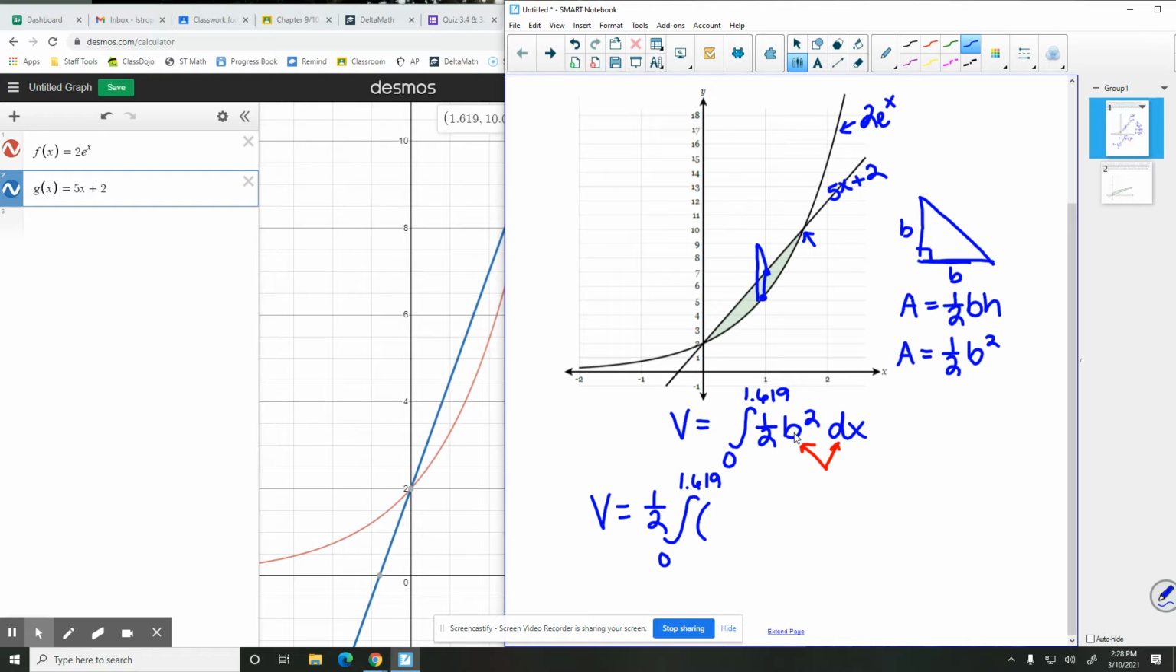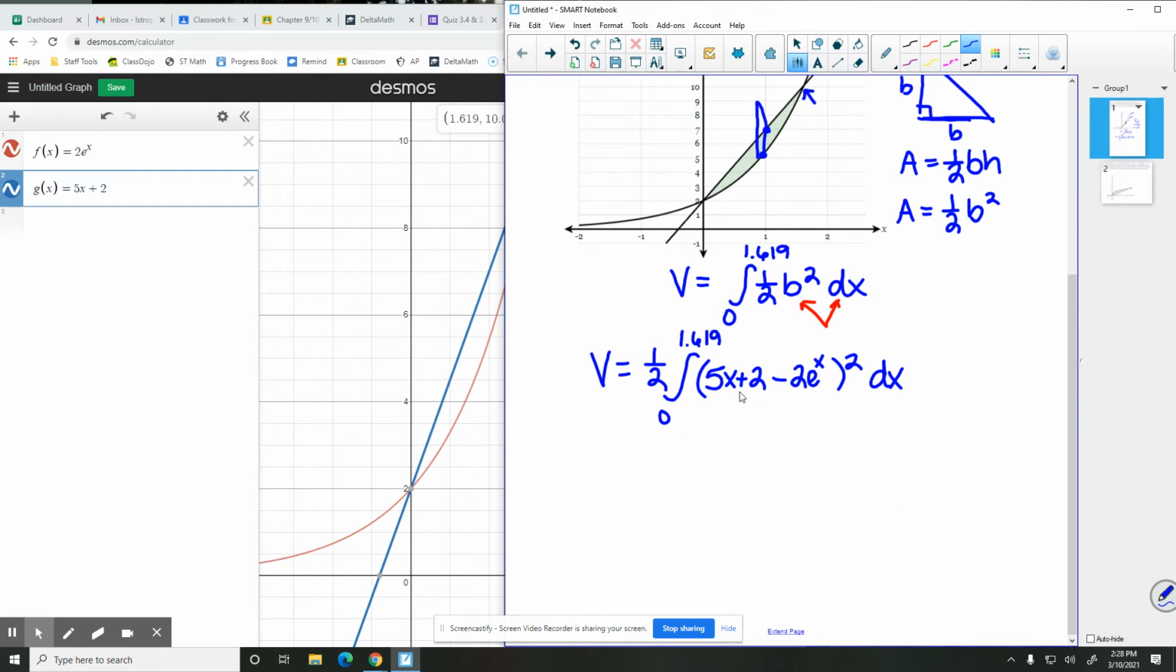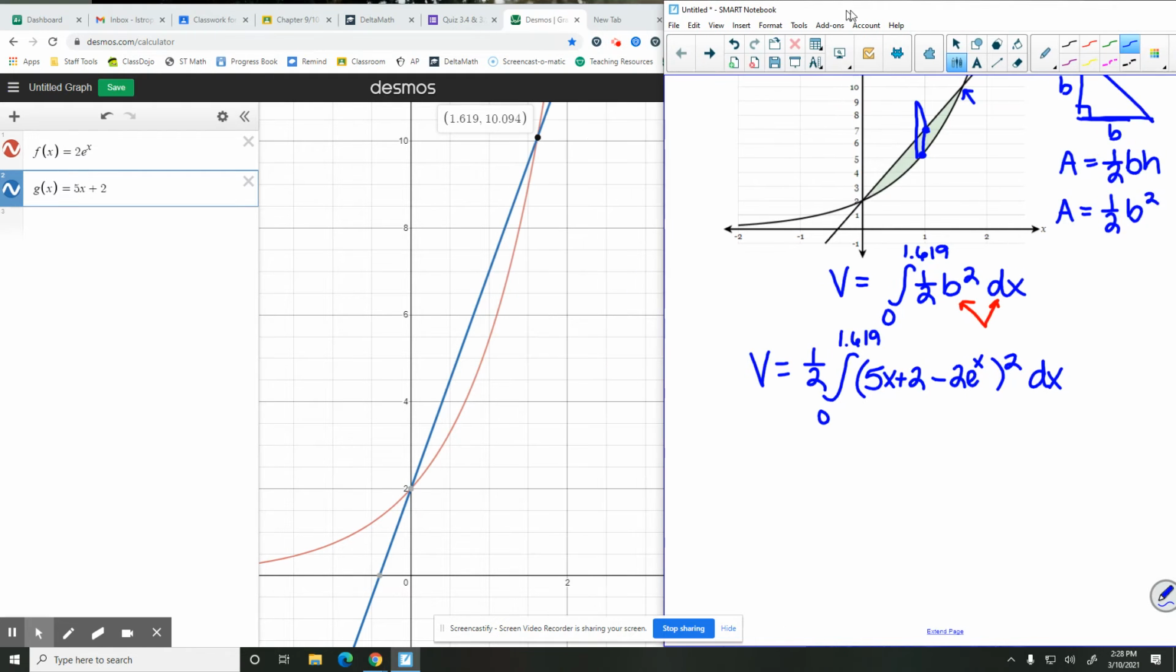So I'm going to replace the base b with 5x plus 2, because that's the straight line which is on the top of that shaded region, minus the curved line equation, and that's going in place of b. So we do still have the 1/2, and we do still have squared, and we have dx. So this is what your setup is going to look like, and truly you're going to basically from here go straight back to Desmos and let Desmos do the work for you. So let me show you how that's done.